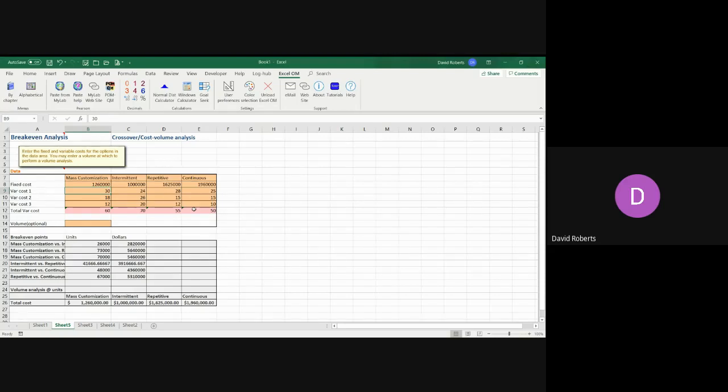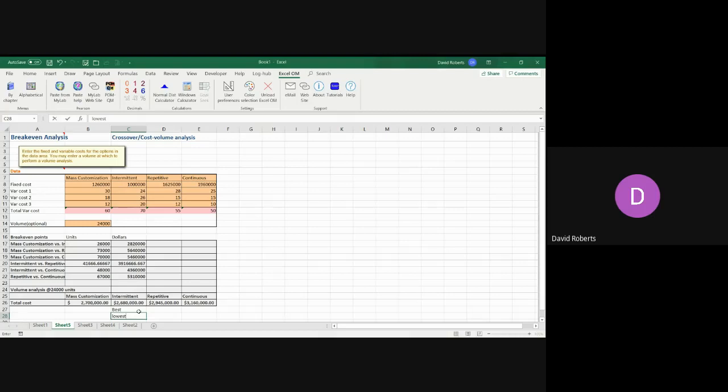Now, in this particular case, this company is projecting a demand of 24,000 units. So there's the volume, 24,000 units. Now you can see that at 24,000 units, the best option is intermittent. So in this particular case, that has the lowest cost.